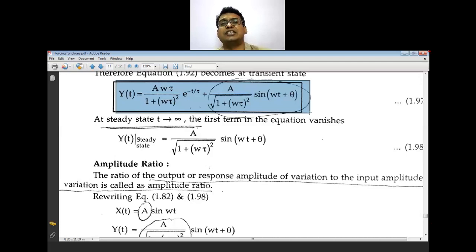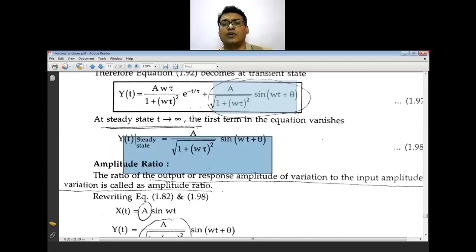Now if you substitute t tends to infinity, that means at a steady state, what is going to happen? Substitute the value of t upon tau equal to infinity, so this will become 0, and the value you will obtain for Y(t) at steady state will be only this function, A upon root of 1 plus omega tau square sine of omega t plus theta.